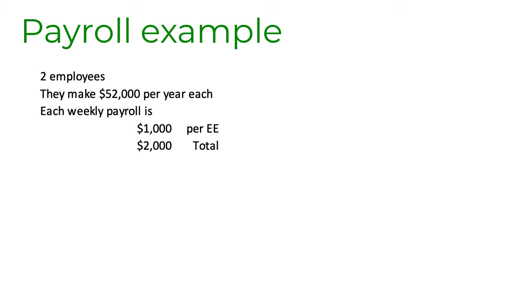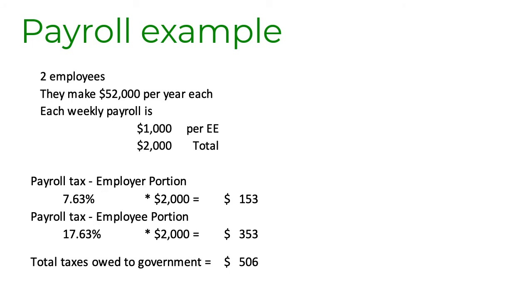This one will involve payroll taxes. Now it has a few more parts to it, so please bear with me. Suppose you have 2 employees that each make $52,000 per year, which comes out to $1,000 per week. We are going to assume that the payroll tax that the employer is responsible for is $153 per week, and the payroll tax that will come out of the employee's checks is $353. The entry to record the payroll on payday would look like this.